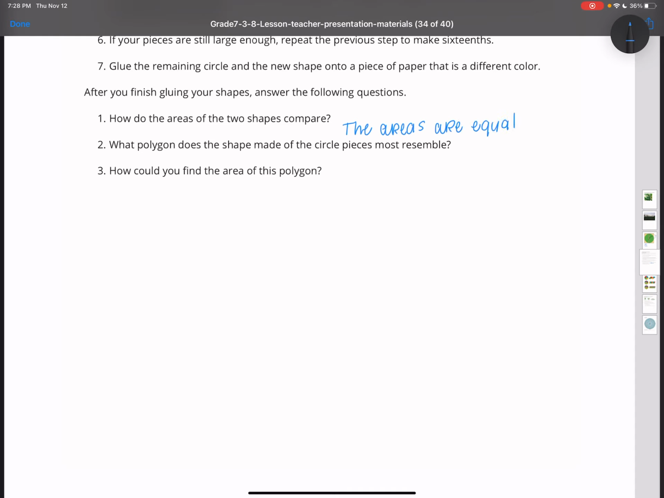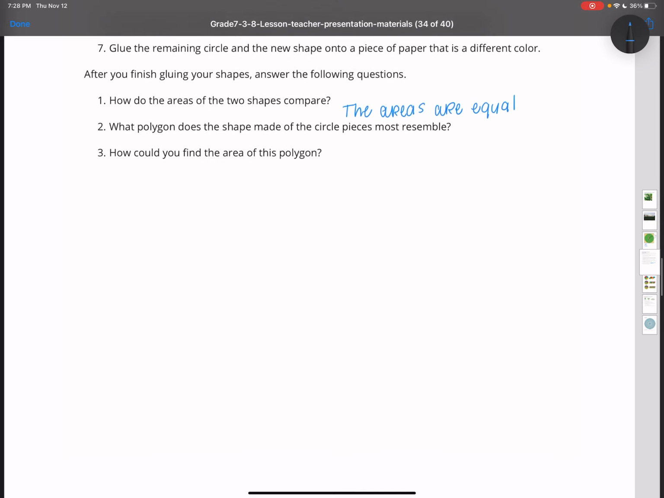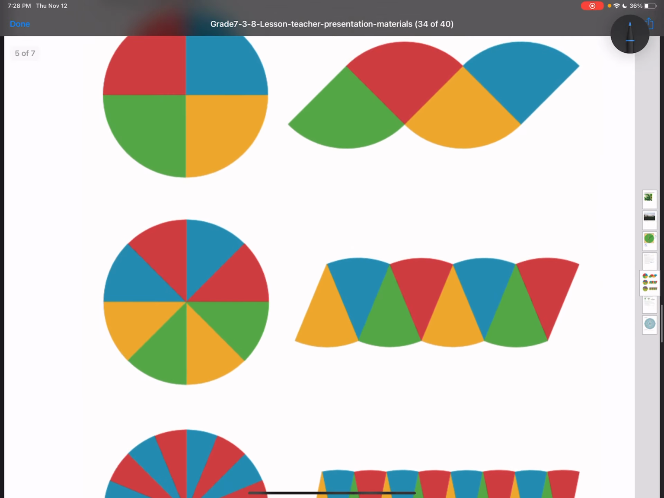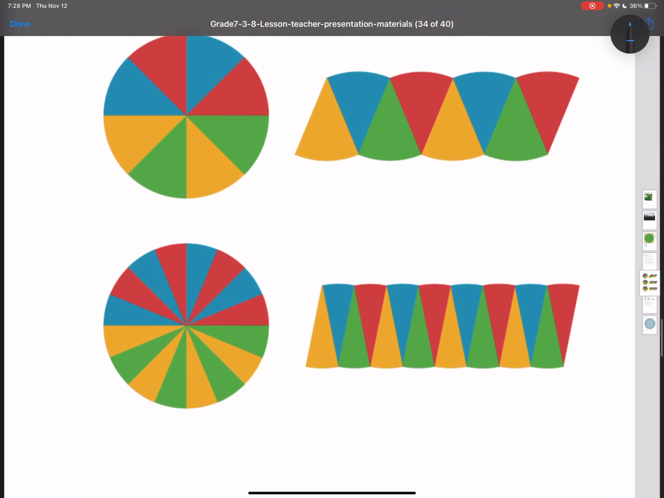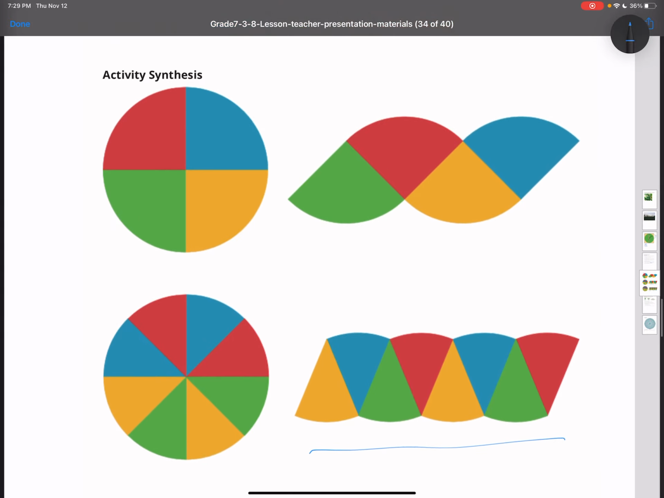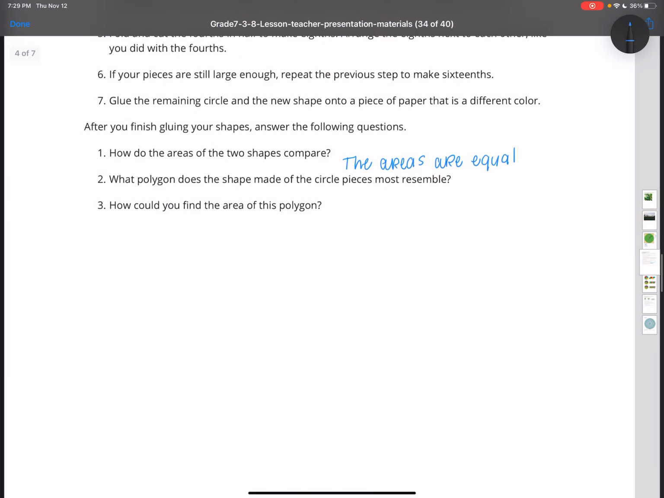Okay. Now it says, what polygon does the shape made of the circle's pieces resemble the most? Now, of course, when I was looking at them, they look like little worms or they look all squiggly. But this one, especially this one and this one, looks very similar to, if you guessed a parallelogram, you are absolutely correct. And I'm going to put, it is like a parallelogram.